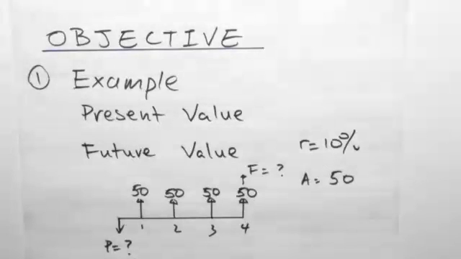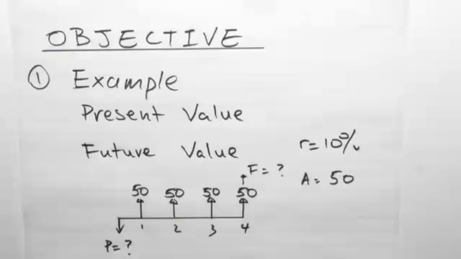Welcome back. The objective of this video is to do a calculation to show how we can find the present value and future value of an annuity. The example here is that between year 1 to 4 there were 4 equal payments of $50, and we want to work out what is the present value of this annuity and what is the future value of this annuity.